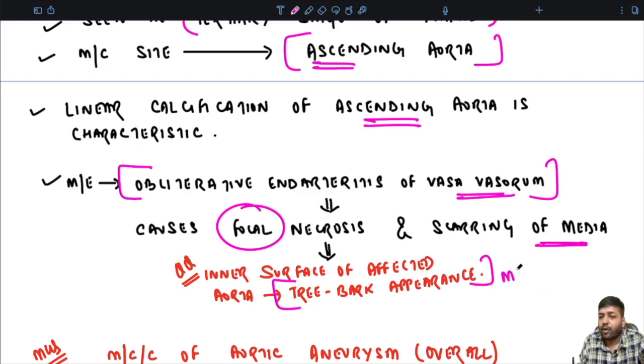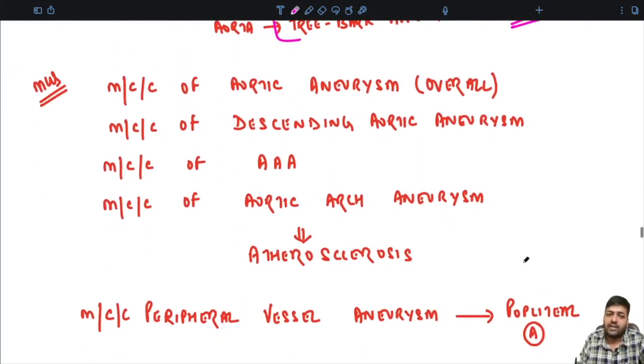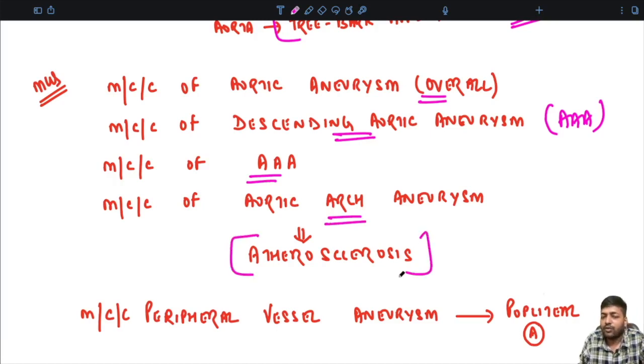Very important MCQ. Now we will see some of the important MCQs if they ask you such questions. The most common cause of aortic aneurysm overall, or the most common cause of descending aortic aneurysm, or in other words abdominal aortic aneurysm, or the most common cause of aortic arch aneurysm, the answer is a single one, that is atherosclerosis.